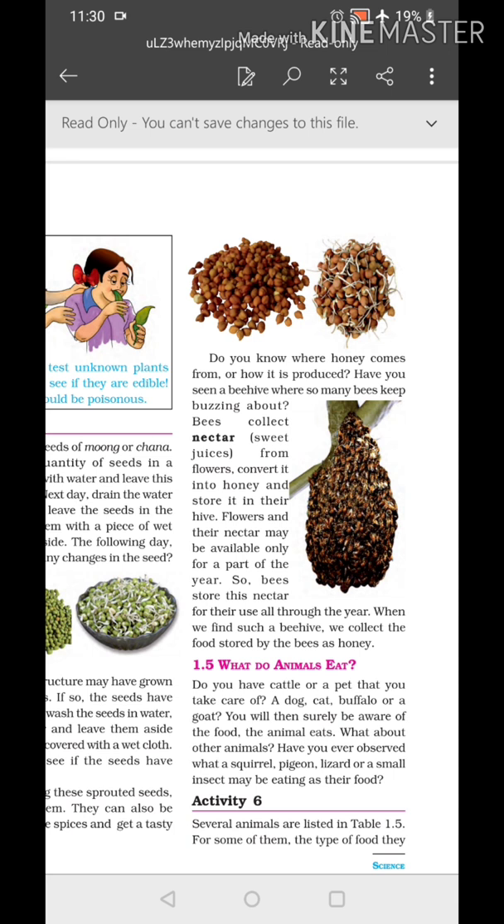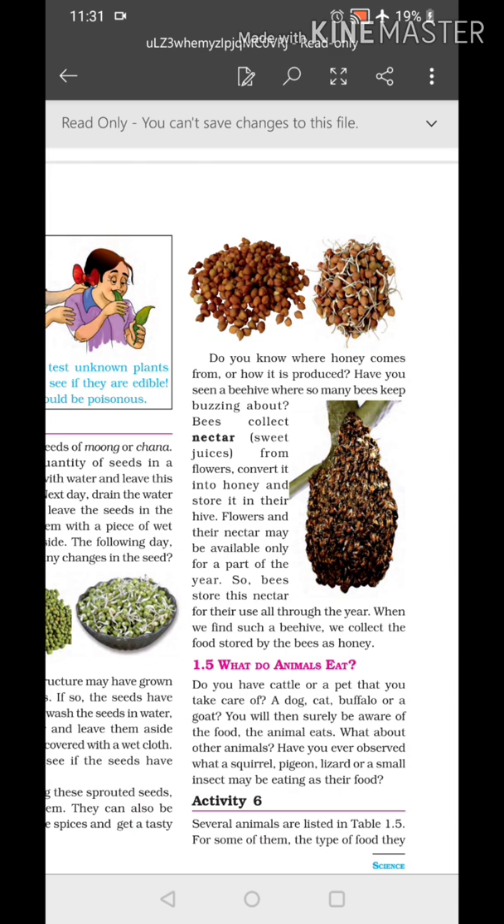Bees collect nectar from flowers by sucking on the flowers and convert it into honey and store it in their hive. What is a hive? It's the honeybee's home. Flowers and their nectar may be available only for a part of the year, so bees store this nectar for their use all through the year.